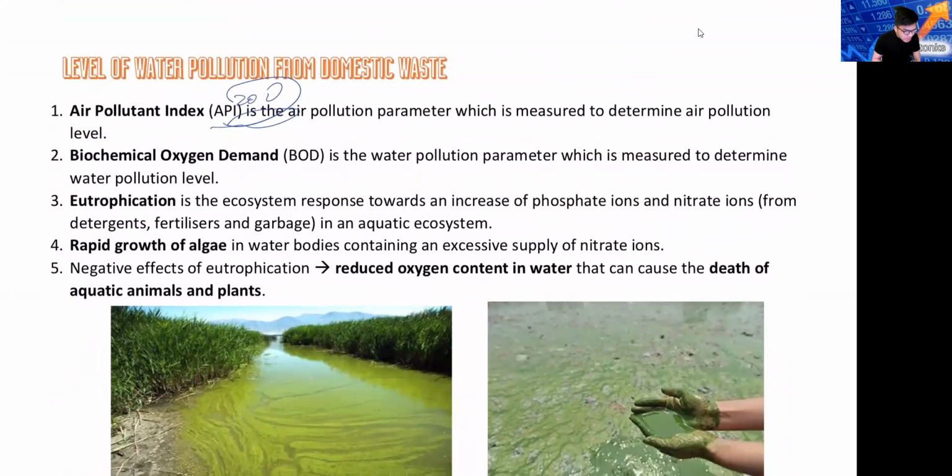All right, anyway, so next, let's look at what is your API. How do we measure air pollution? I'm sure you know what this thing is, API or AQI. Because rascals like you will look at this thing.